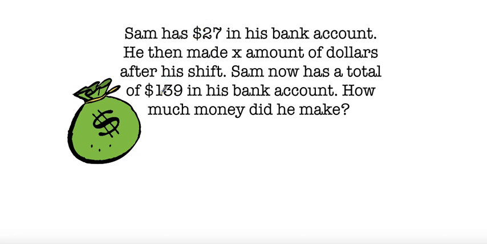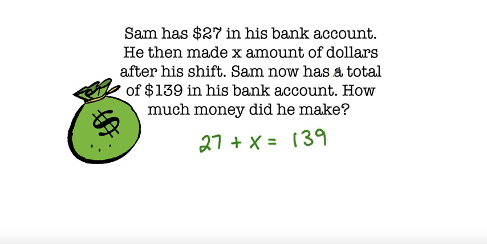So I know that he started off with $27 in his bank account, so I'm going to write that down. And then he made x amount of dollars, so he gains money, so I'm going to write plus x. If he lost, I would do minus, but because he gains money, I'm going to put plus x is equal to, Sam now has a total of $139 in his bank account. So I'm going to write 139.